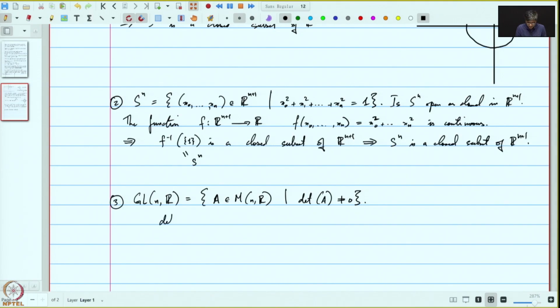So let's look at the determinant map from MnR to R. As an example, let's look at the determinant of a 2 cross 2 matrix. So let's say this is x11, x12, x21, x22. So we know that the determinant is x11 x22 minus x21 x12. So each of the projections are continuous, so each xij is continuous, and the product of continuous maps is continuous. So this implies that this is continuous.